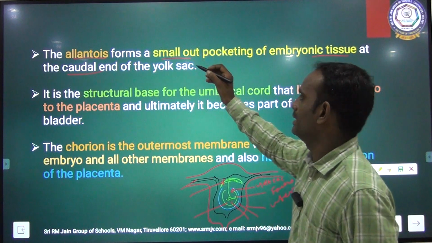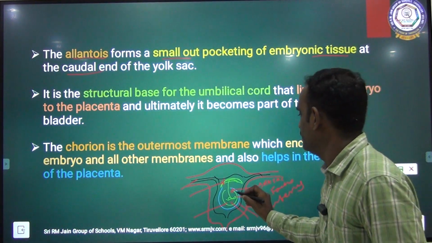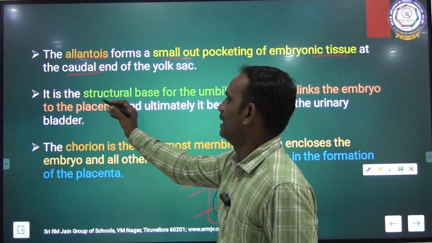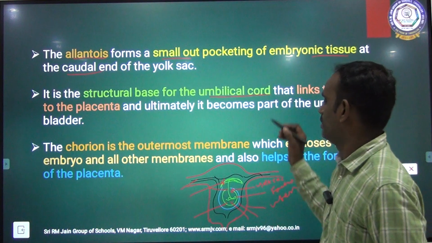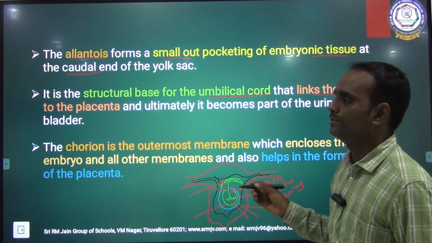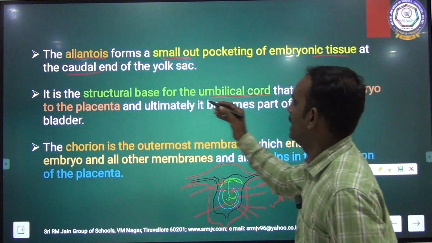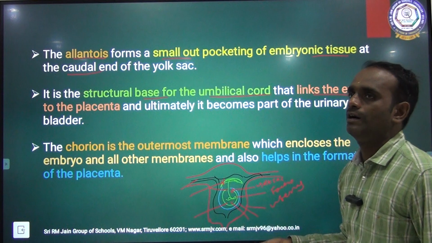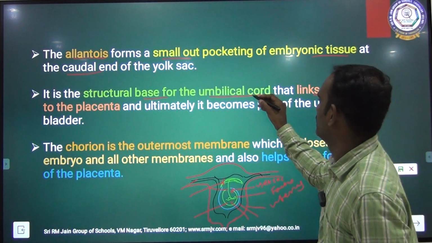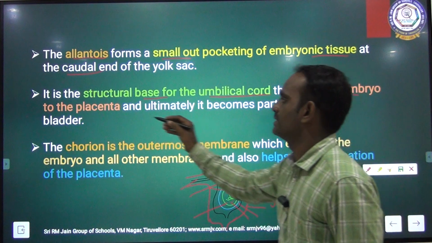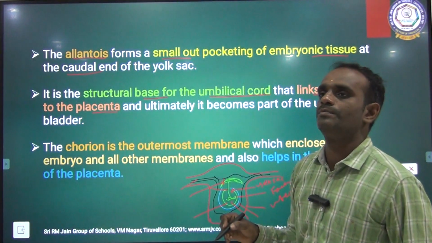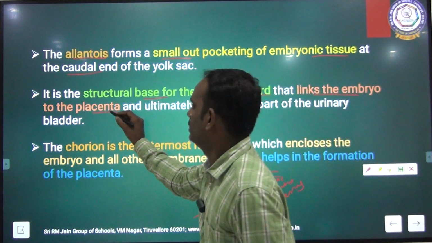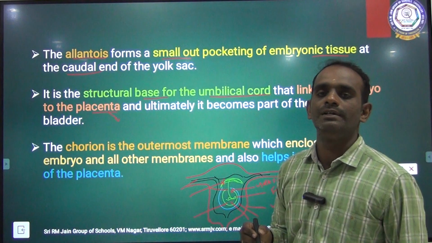Allantois forms the small pocket of embryonic tissue at the caudal end of the embryo sac. This is the caudal end of the embryo sac. So this is called allantois. It is the structural base for the umbilical cord, and it links the embryo to the placenta. So the allantois acts as a base for the umbilical cord, and with the help of this it connects the embryo with the placenta. Placenta is nothing but a small endocrine organ. It is present only during the pregnant time. It is formed only during the pregnant time.